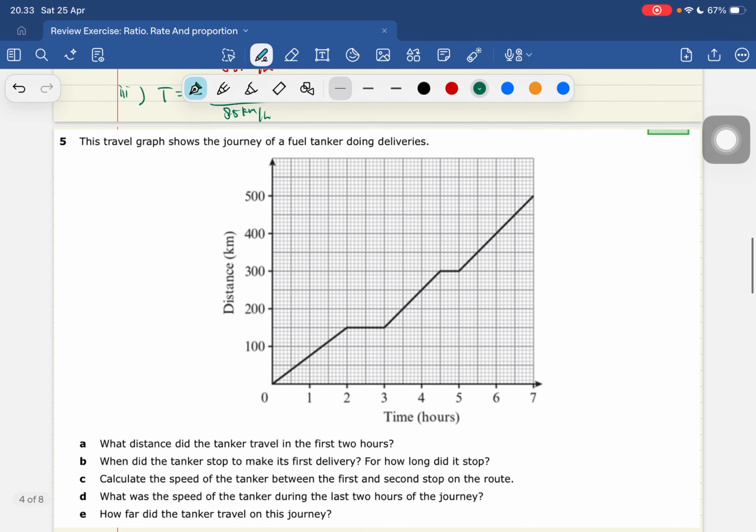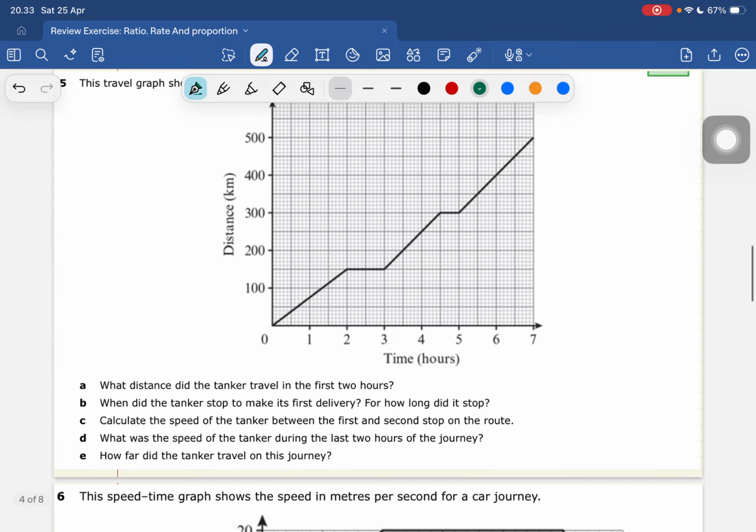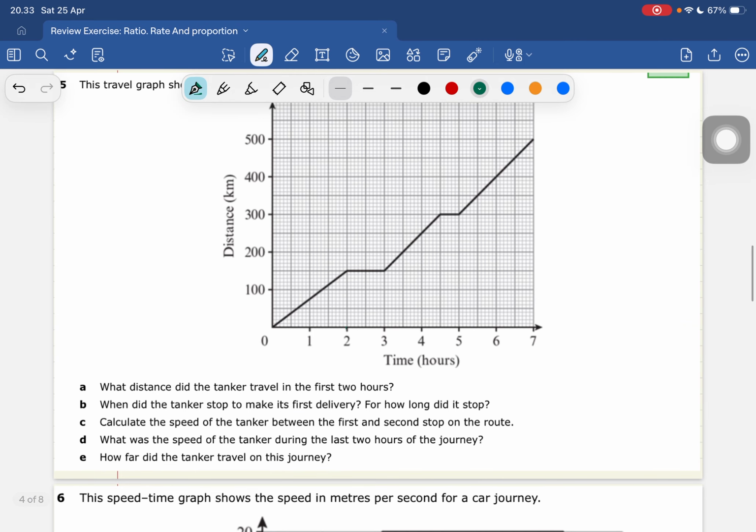Okay, this travel graph shows a journey of a fuel tanker doing deliveries. What distance did the tanker travel in the first 2 hours? So this is 2 hours, okay, so this is 150 km. When did the tanker stop to make the first delivery? For how long did it stop? So here is the stop. After 2 hours, 2 until 3, so only 1 hour stop. So we can write here: after 2 hours and stop 1 hour.